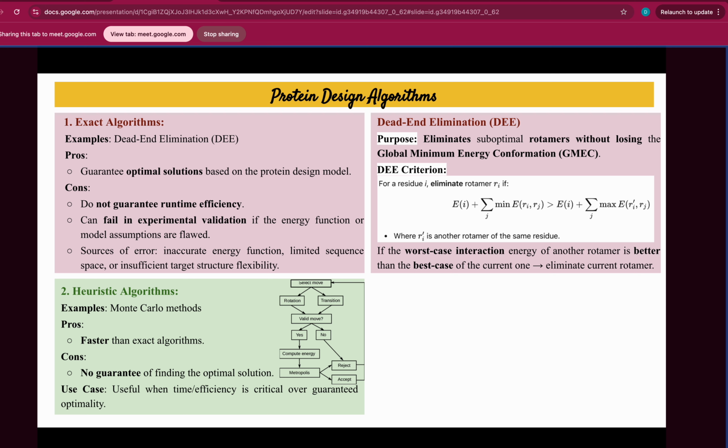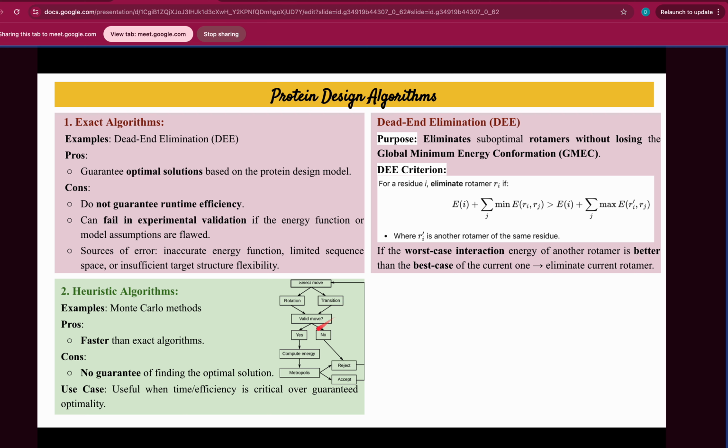Now the second approach is the heuristic algorithms, which involve the Monte Carlo methods. This one is quite fast, but the problem is that it does not guarantee that it will find the optimal solution, and it is useful when you have a time constraint. When you have to identify the proper conformation quickly, then you go for heuristic algorithms in which you select a move. Select move means we have different rotameric forms of particular residues, so we select that move, a rotation or transition.